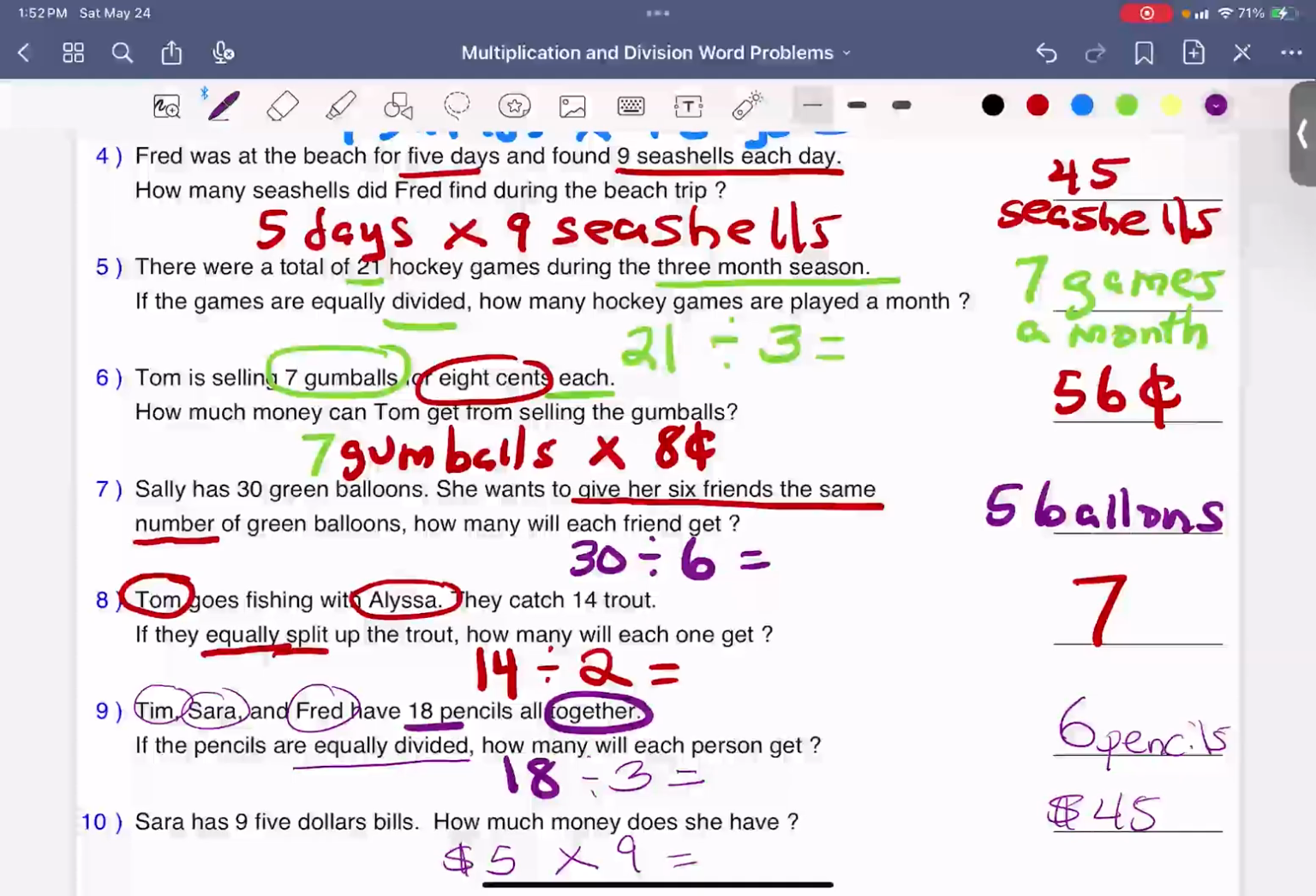So this is one way that you can approach multiplication and division word problems. Good luck!